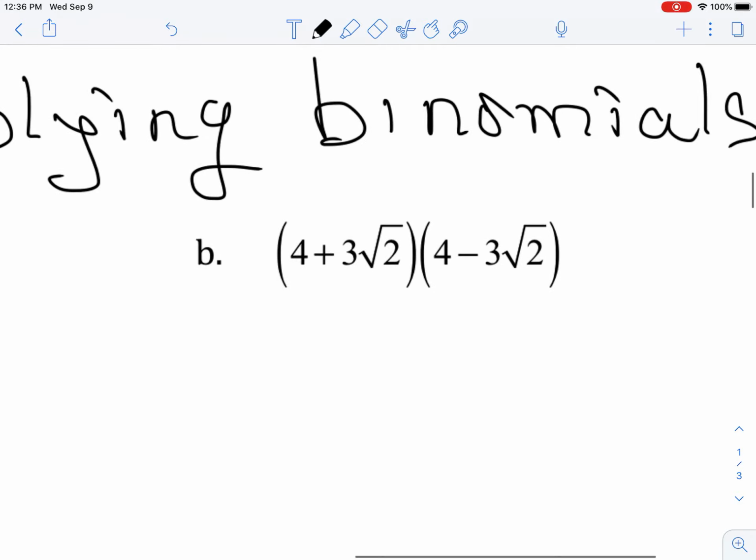For the next one, I'm going to have you pause and do the problem, and then you're going to submit your answer into the Edpuzzle blank.